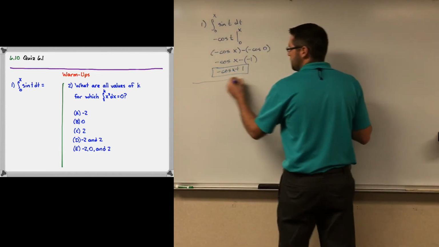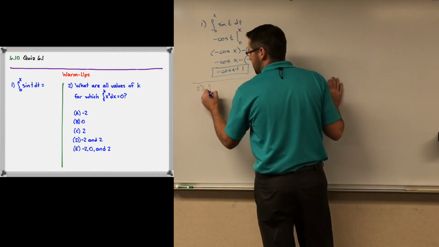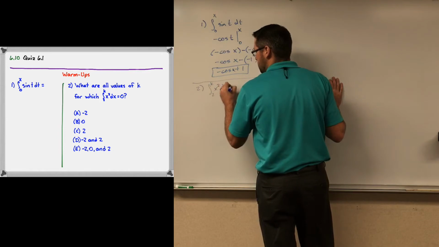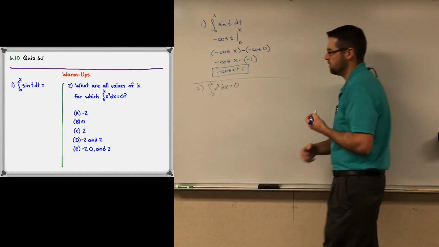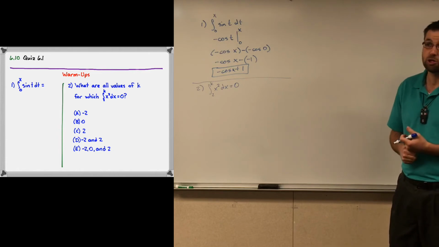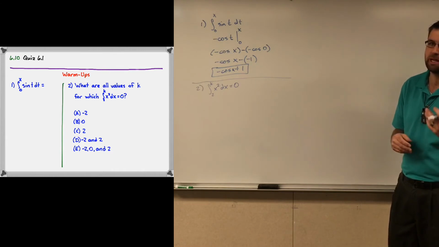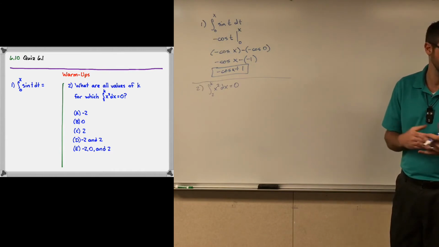Number 2, this one's a good one. We are looking for when the integral from 2 to k of x squared dx equals 0. So you already know one answer. You should know one answer. What value of k will make that equal to 0? 2. That's one answer. There may be multiple answers. Don't just assume that's the only one.